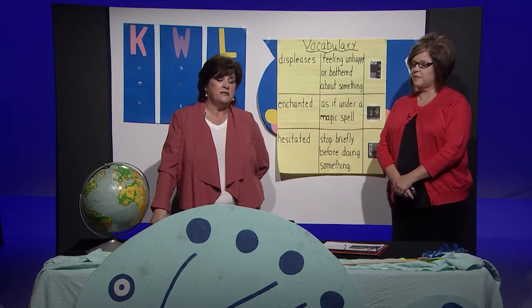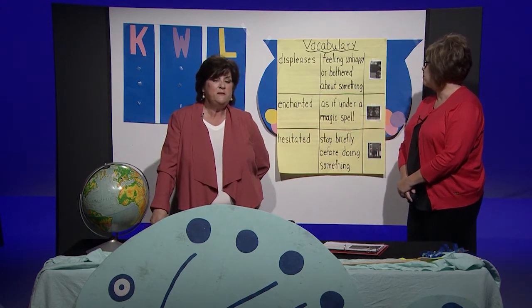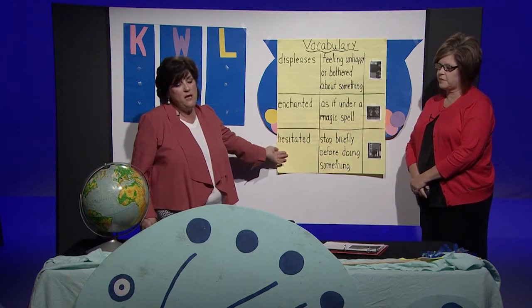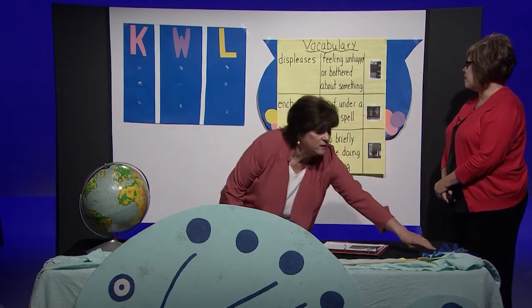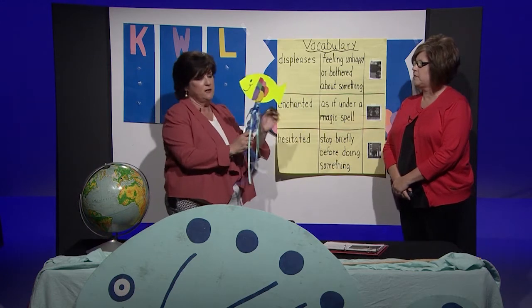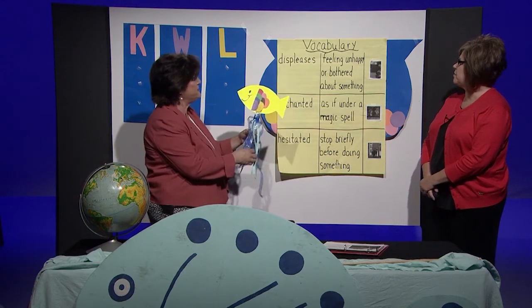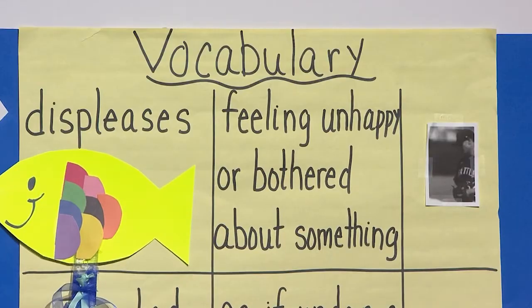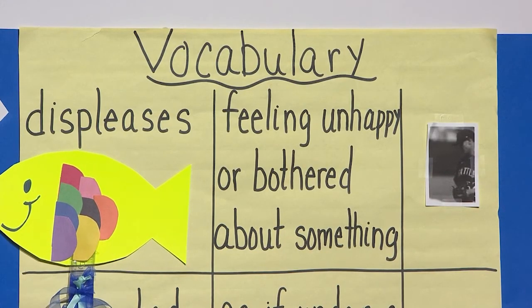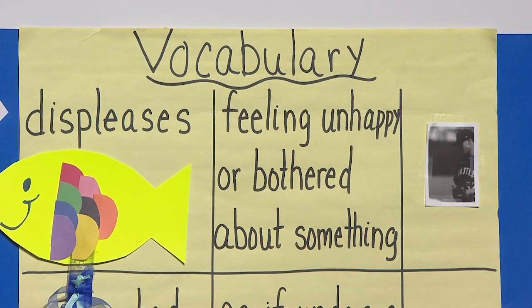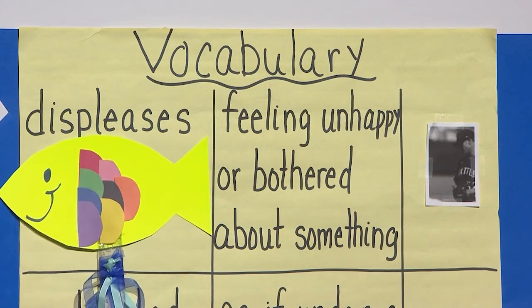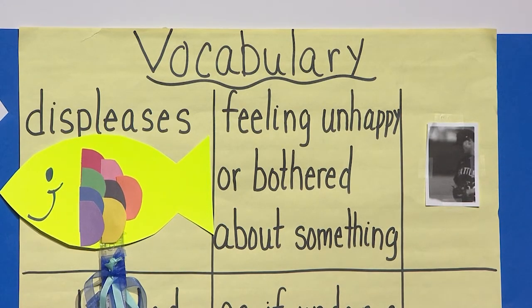Let's get started today by discussing the meaning of some important vocabulary words that we will hear in this fairy tale. I'm going to use my fish friend to help point at the words. The very first word is displeases. Say displeases. Displeases. Displeases means to feel unhappy or bothered about something.